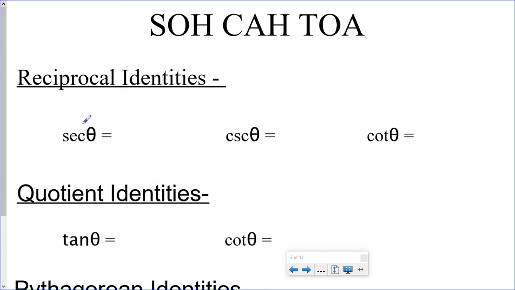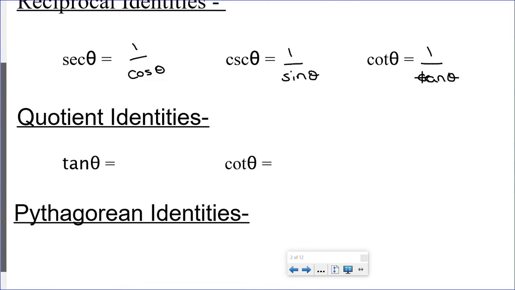All right, so just to reiterate what I just reviewed on the page before, secant is the reciprocal function of cosine, so 1 over cosine of theta. Cosecant is the reciprocal of sine, so 1 over sine. And cotan is the reciprocal of tan, so 1 over tan.